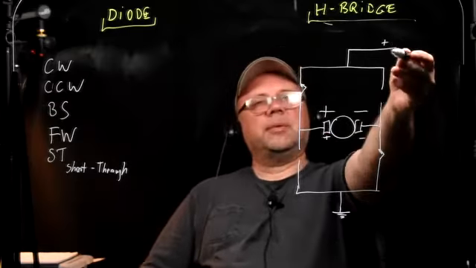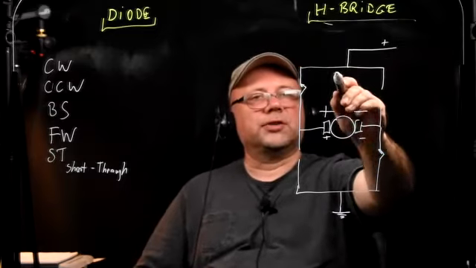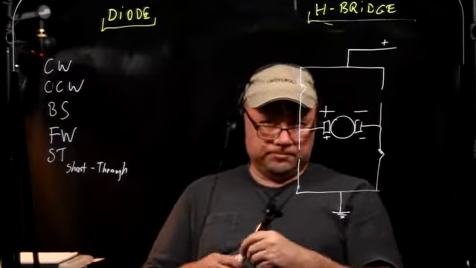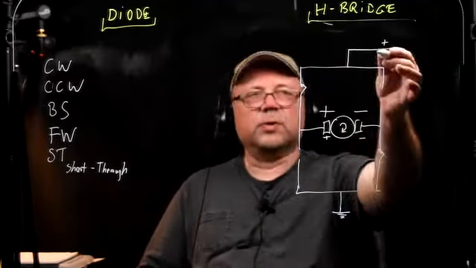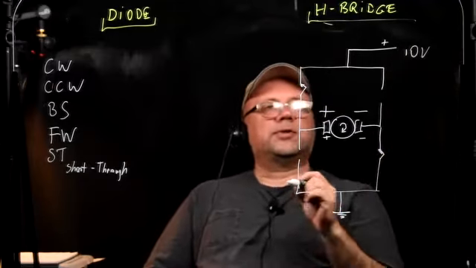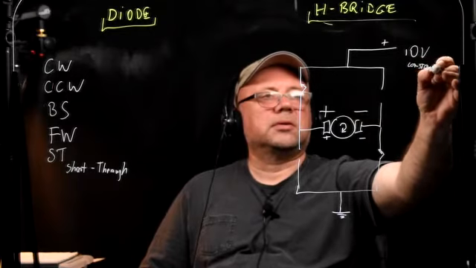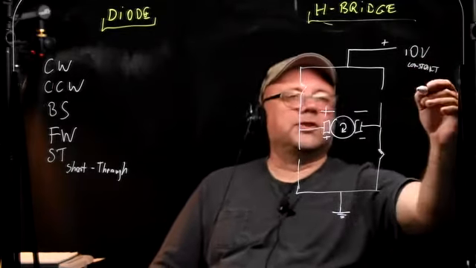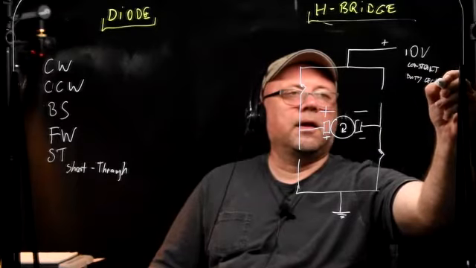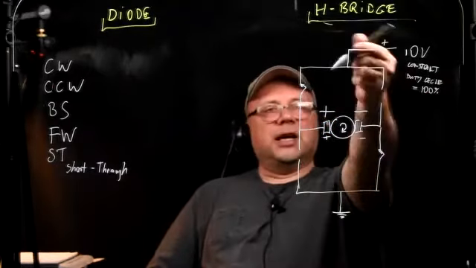If you apply constant voltage to this point here, so here's the current path going, then the motor is going to turn accordingly as if that voltage was applied. Let's say we're applying 10 volts constant, right? Which means that the duty cycle equals 100%. Then the motor is going to behave as if 10 volts was applied to it.